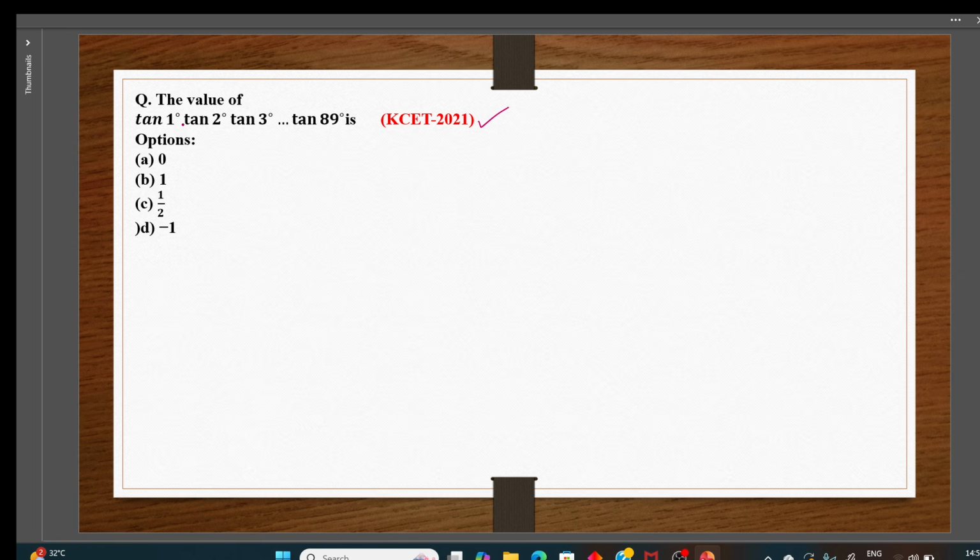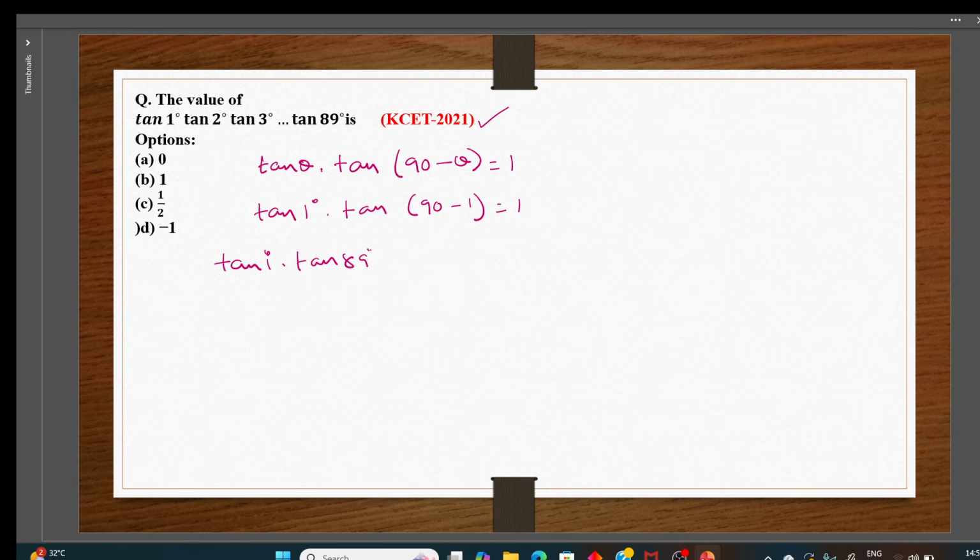The question is: the value of tan 1 degree, tan 2 degrees, tan 3 degrees up to tan 89 degrees. Same identity. Here we know tan theta into tan of 90 minus theta is equal to 1. So what is theta here? Tan 1 degree into tan of 90 minus 1 degree is equal to 1. So using this identity, simplify this question. Tan 1 degree into tan 89 degree.